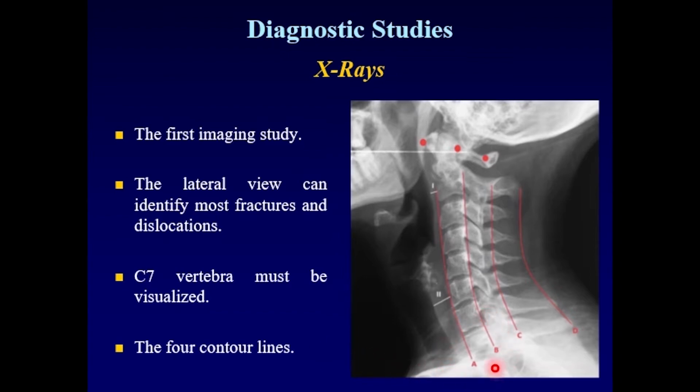cervicothoracic injuries. It's also very important to delineate the 4 contour lines: one anterior to the vertebral bodies, the second posterior to the vertebral bodies, the third at the base of the spinous processes, and the fourth at the tip of the spinous processes. If there is any interruption in any of these lines, this can indicate an injury to the cervical spine.